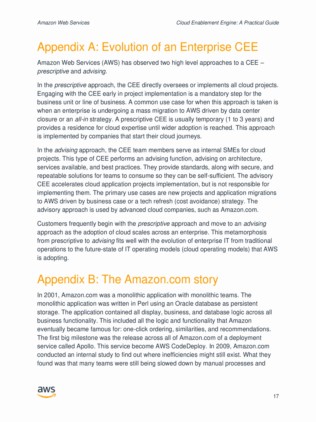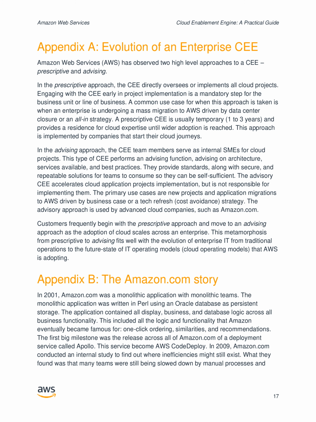Appendix B, the Amazon.com story. In 2001, Amazon.com was a monolithic application with monolithic teams. The monolithic application was written in Perl using an Oracle database as persistent storage. The application contained all display, business, and database logic across all business functionality. This included all the logic and functionality that Amazon eventually became famous for: one-click ordering, similarities, and recommendations.